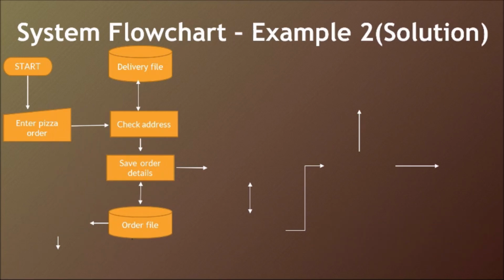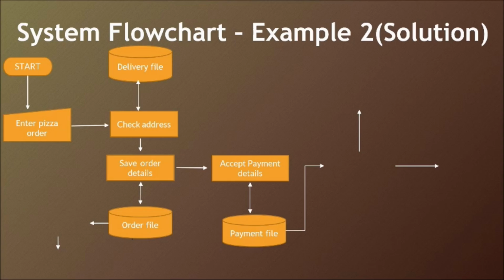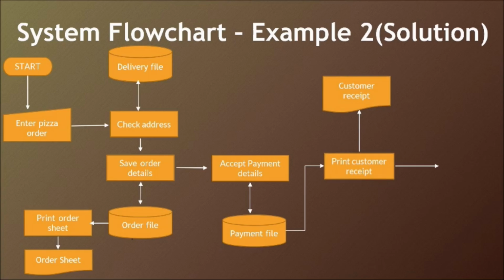Another process symbol is then used to represent the acceptance of payment details from the customer, which is then subsequently saved to the payment file. Once payment details have been accepted and saved, the order sheet is generated, printed, and sent to the cook for packaging. The customer's receipt can then be generated and printed, using details from the payment file. The symbol representing a single document print is used to illustrate this action. The solution then ends through the use of the oval, which indicates the termination of system flow.